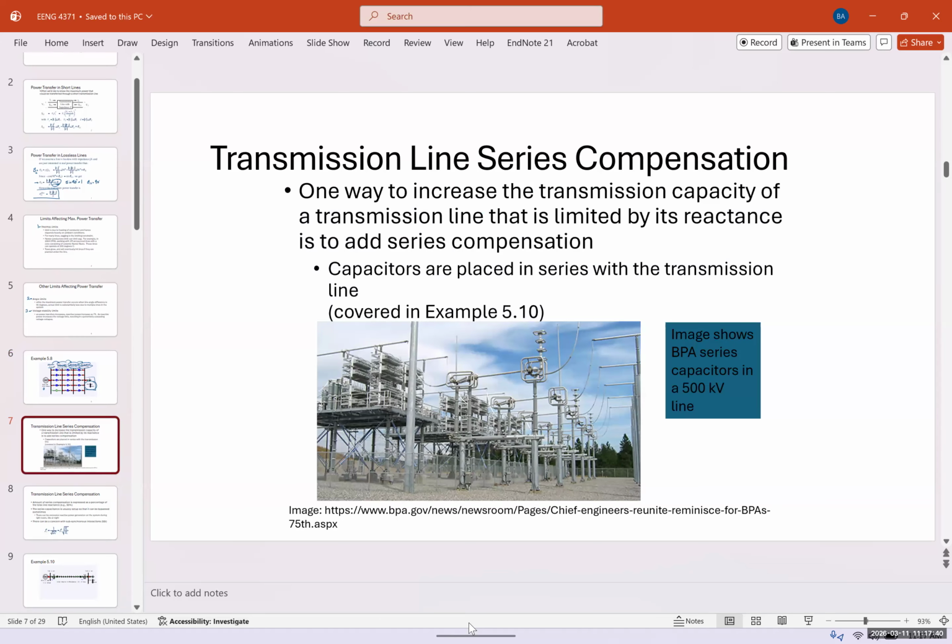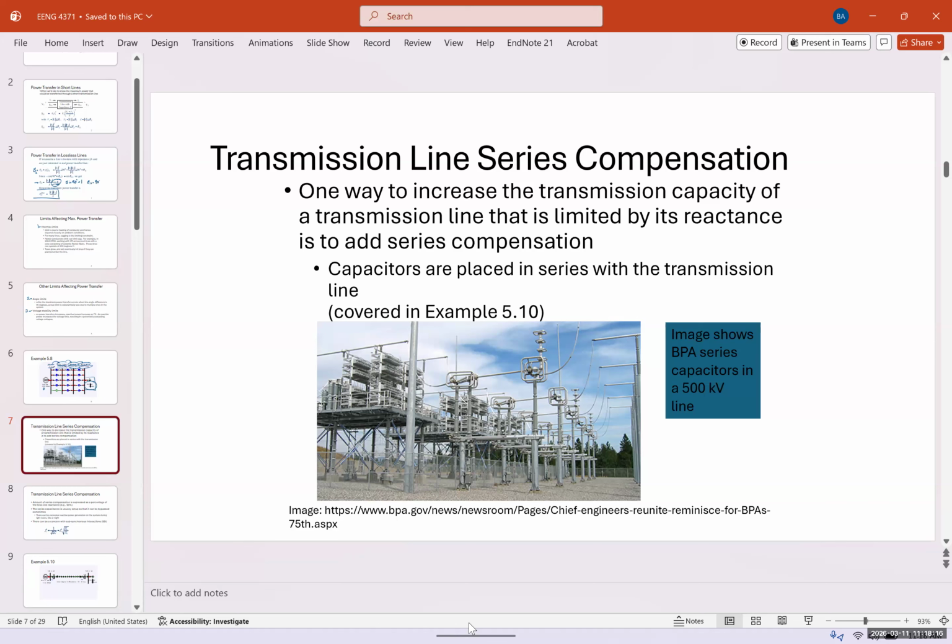Now, this shows transmission line series compensation. How do we do compensation again? Using capacitor banks. So one way to increase the transmission capacity of a transmission line that is limited by the reactance is to add series compensation, which are large capacitor banks. So capacitors are usually placed in series with the transmission line. And you can see here an example of that.